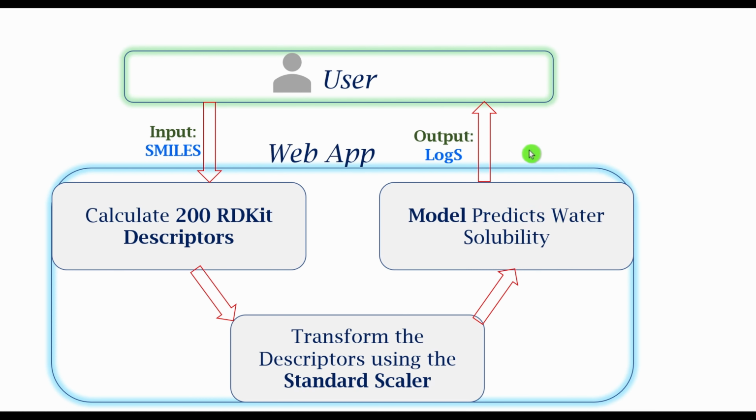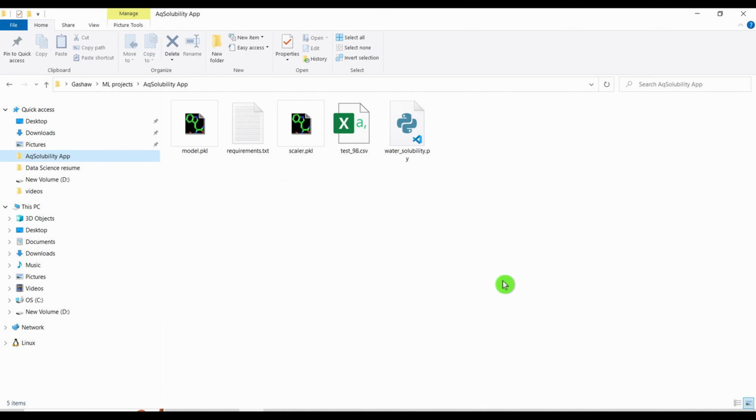Either the values will be displayed on the web page, or they will be given as CSV files so that the user can download them and analyze the results later. So this is the idea of the web app design. Okay, now let's see the implementation.